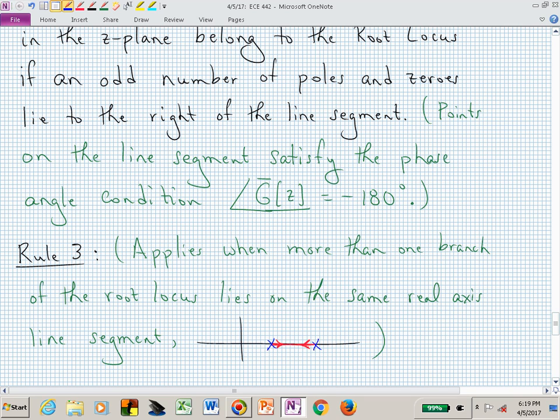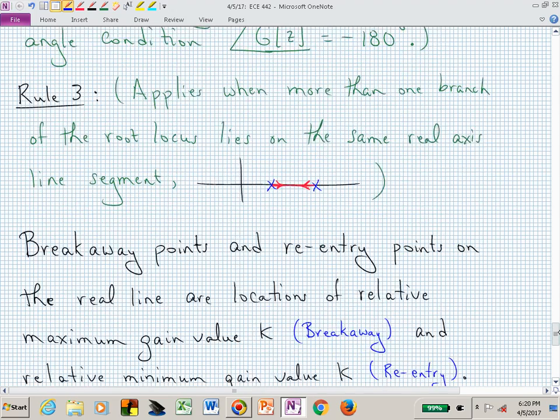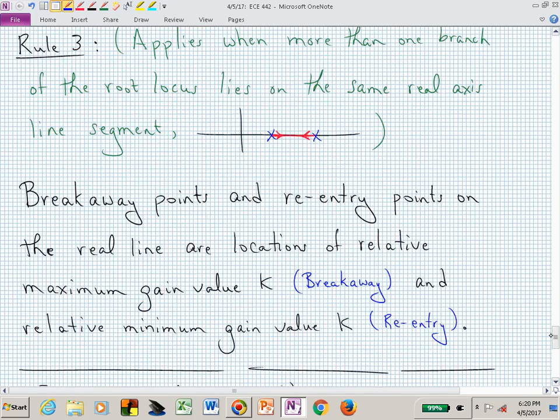But you have 2 poles. Each pole has to initiate a branch. And one branch is going left, one branch is going right, and they're going to collide in the middle. But rule 3 works only when we have these kinds of scenarios, when one branch of the root locus lies on the same real axis line segments. Okay? And these are called breakaway and reentry points.